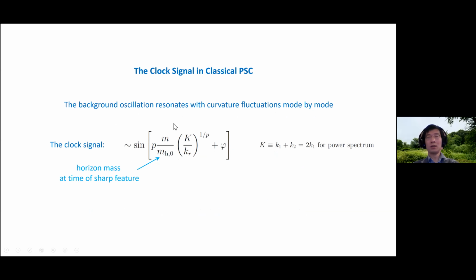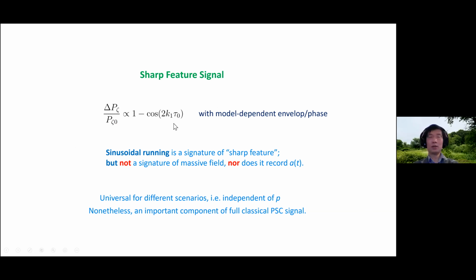The second observational consequence is induced by the subsequent oscillations. Sorry, Xingang, quick question. You said that you're not recording a(t). So what do you learn by measuring tau naught? Oh, yeah. So for example, one thing we measure is the location or the time of the sharp feature that excites the subsequent oscillation of massive fields. And also because the predictions from the 1 and 2 processes are connected to each other, if you want to do data analysis, you have to work them out all together. So they are smoothly connected.